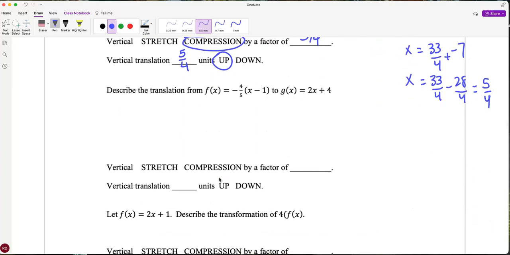Describe the transformation of negative 4/5 x minus 1 to 2x plus 1. So this first graph is going to be what? Negative 4/5 x plus 4/5. And I need to turn it into 2x plus 4.